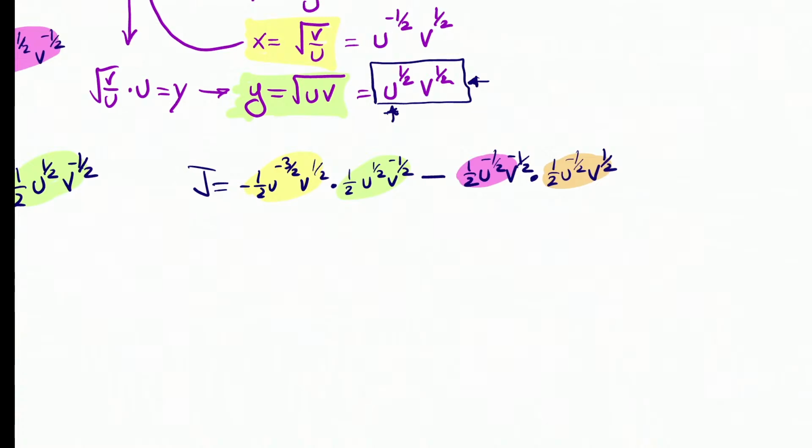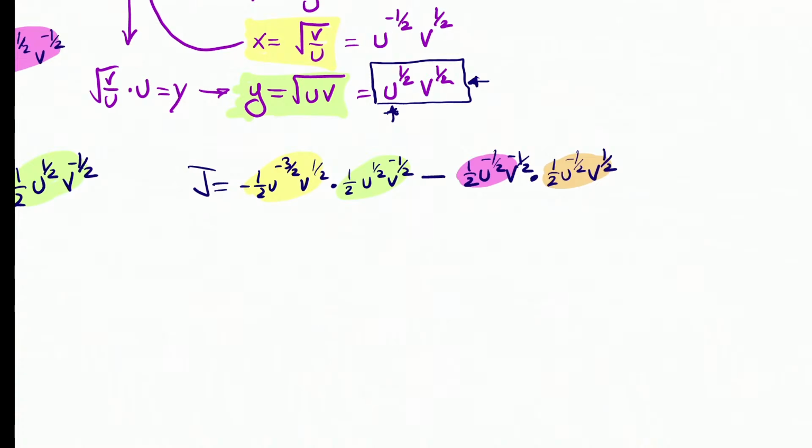So first off, over on the first thing, the yellow and the pale green, you'll notice that the v to the 1/2 and v to the negative 1/2 basically cancel one another, because this is square root of v. This is 1 over square root of v. And these two combine using the rules of exponents. You're going to add the exponents, so this will become u to the negative 1. So that's nice. Over here, something similar happens.